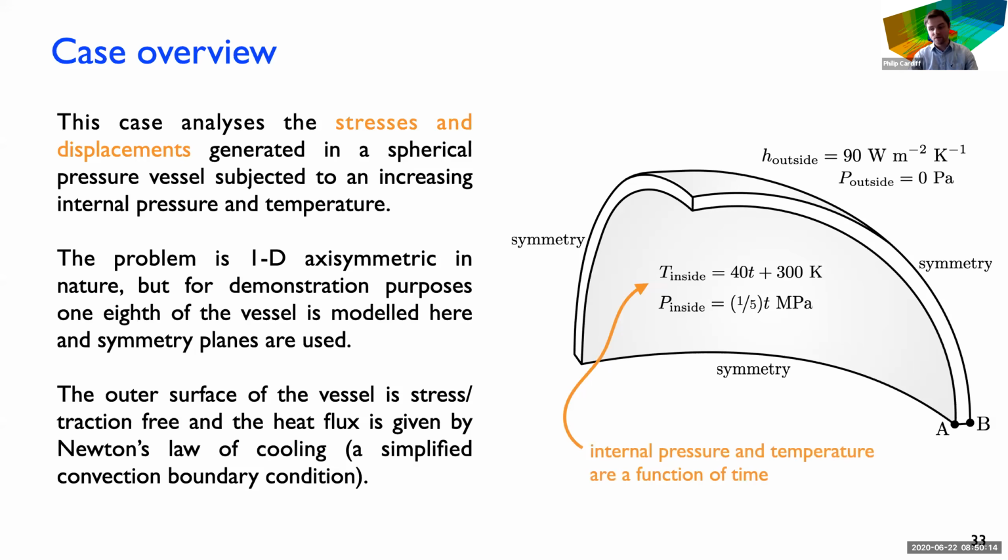This problem is actually 1D, in the sense that if I plot any solution field from A to B across the wall thickness, or any radial line, it'll always give me the same answer. The reason I've done a quarter here is just to demonstrate it in 3D. It looks a bit nicer as well, and also just to show parallel scaling efficiency.